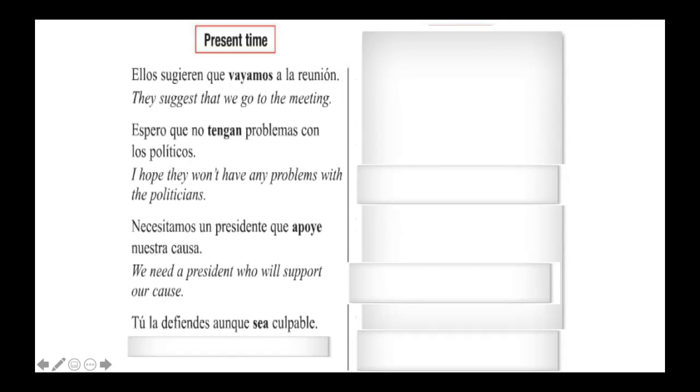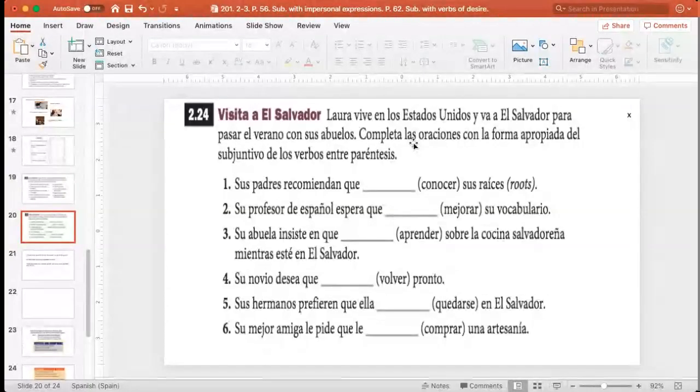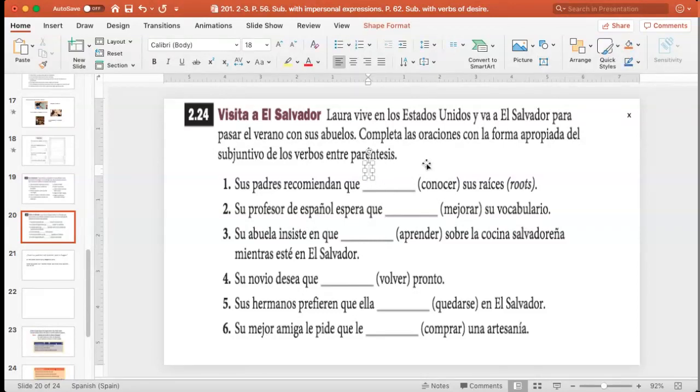Okay, vamos a ver entonces. This one I'm going to explain to you later. For now, you don't have to know. Okay? Sus padres recomiendan que, vamos a hacer conocer. How do you conjugate? Yo conozco.